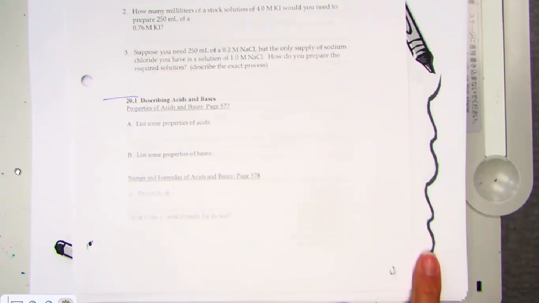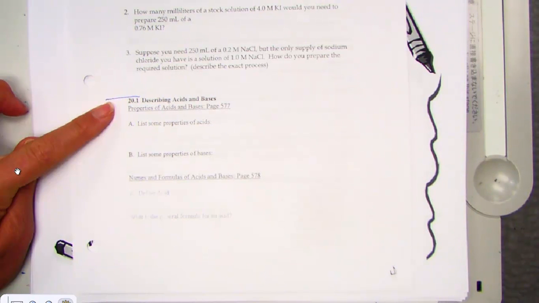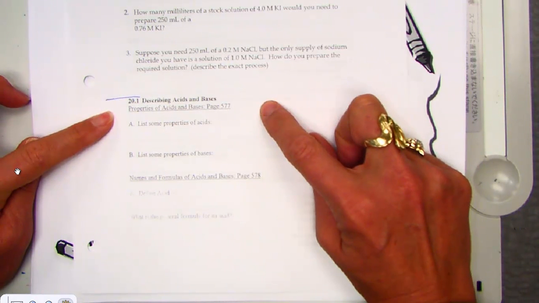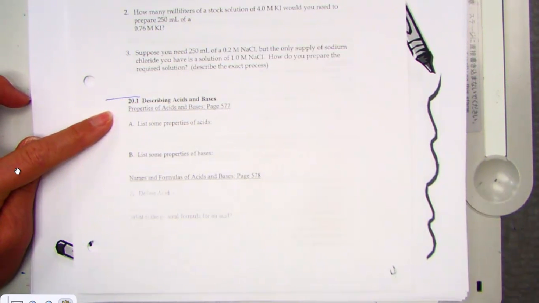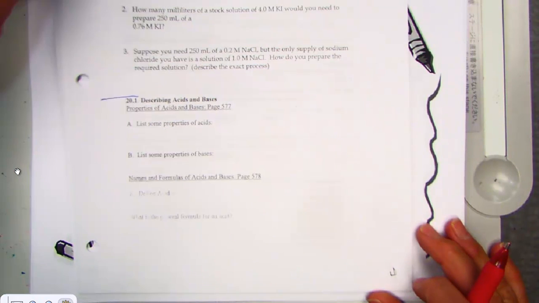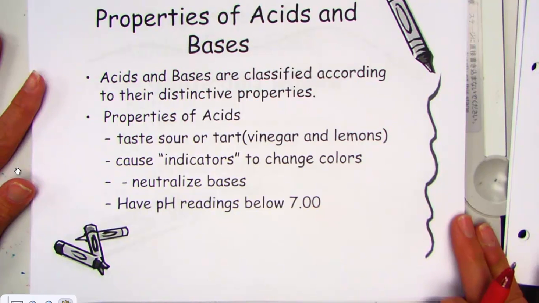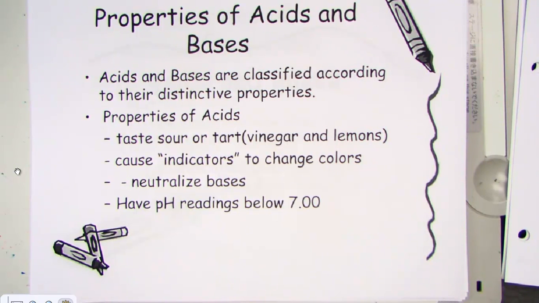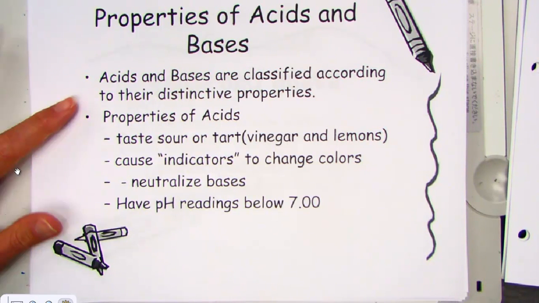So on page 4 of our note pack, Describing Acids and Bases, you've already completed a reading guide that did a nice job previewing some of the topics we're going to catch up on now. Looking at our presentation on properties of acids and bases, we're being asked to describe some of those common properties that make acids a unique chemical family.